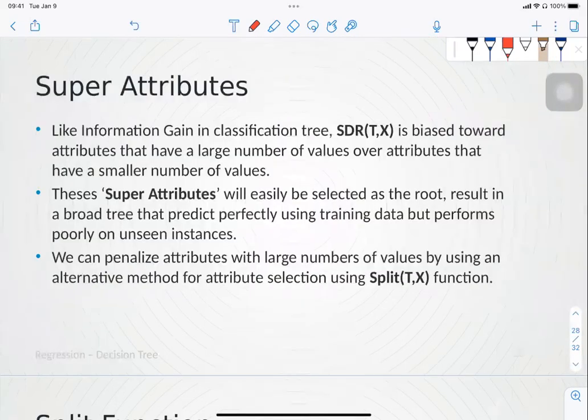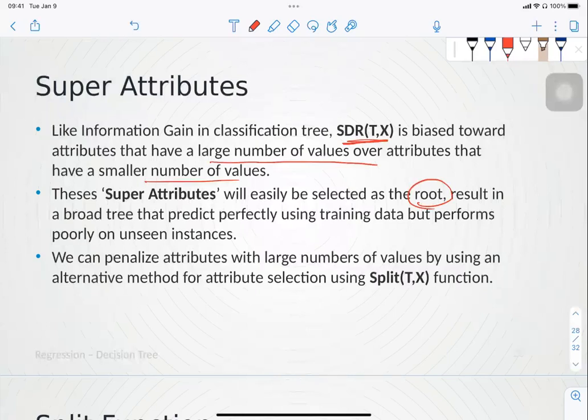The next issue was super attributes. Like information gain in a classification tree, SDR is biased towards attributes that have a large number of values over attributes which have a small number of values. If an attribute has a large number of values, our standard deviation reduction would be biased towards that. So these super attributes will easily be selected as the root, and the result is a broad tree that predicts perfectly using training data but performs poorly on unseen instances.